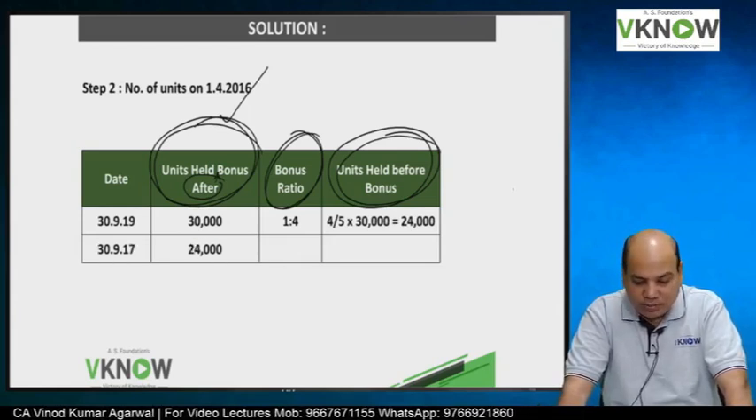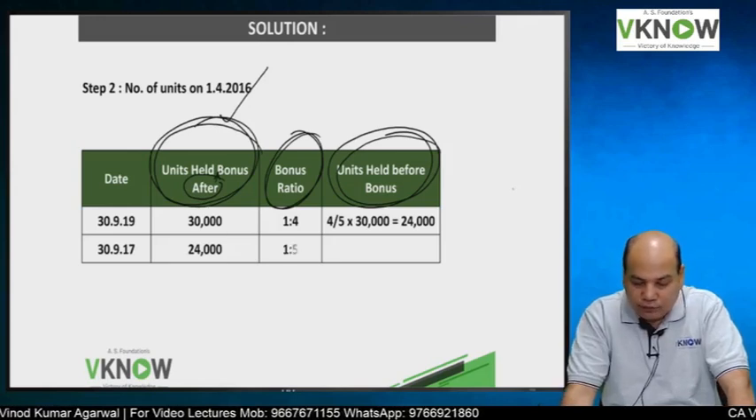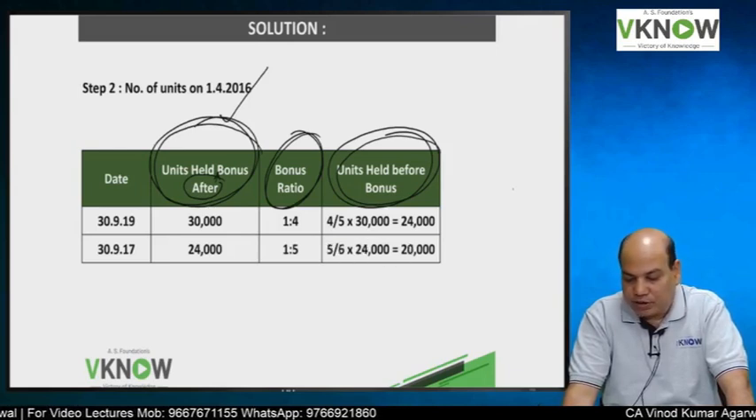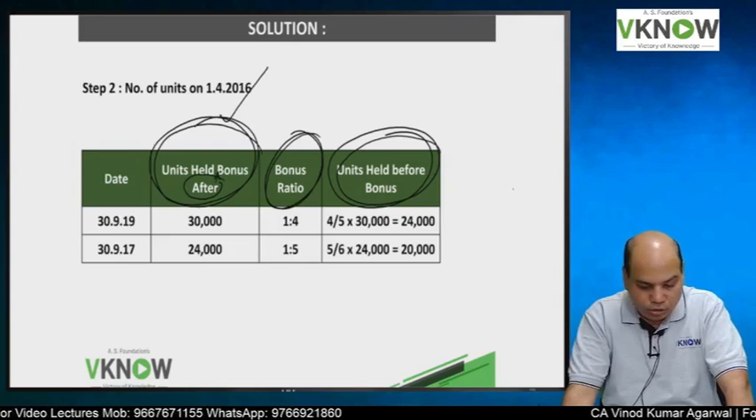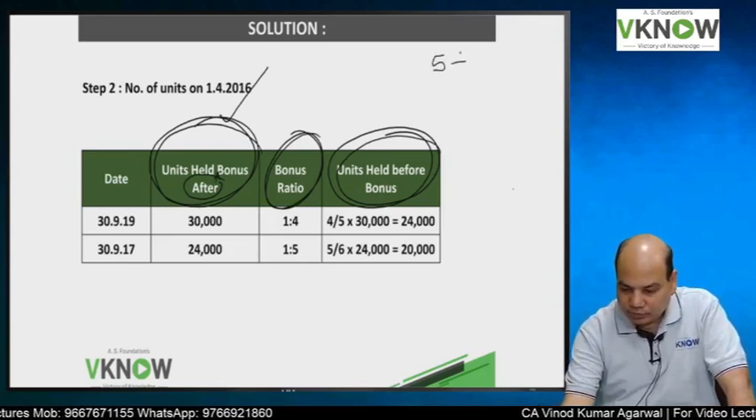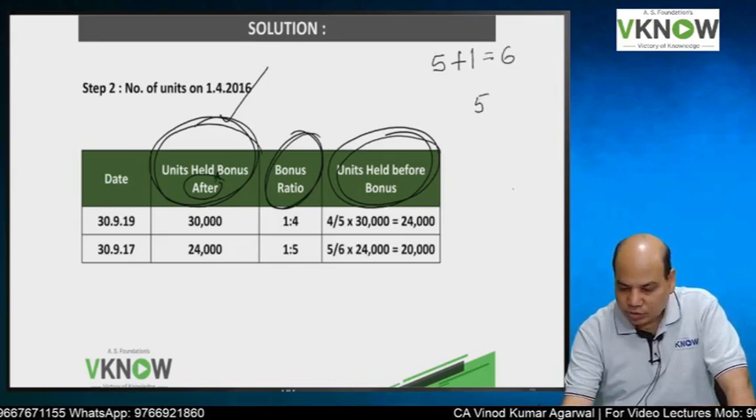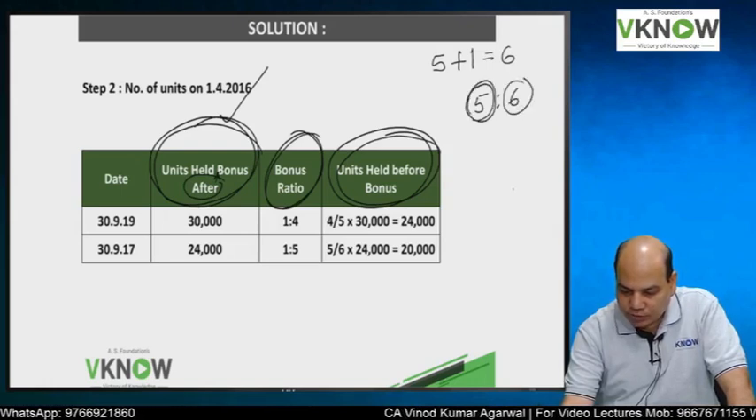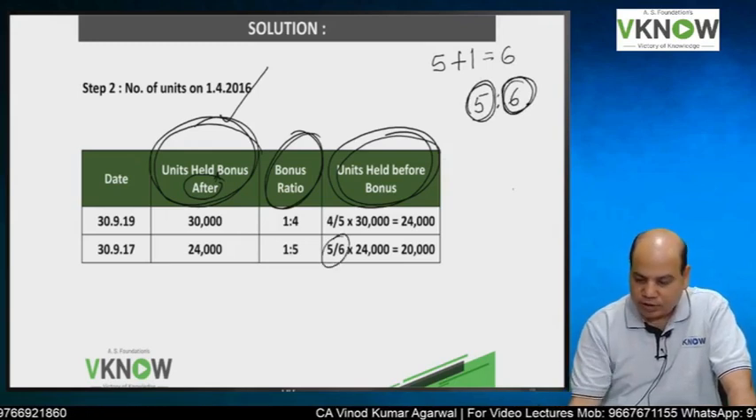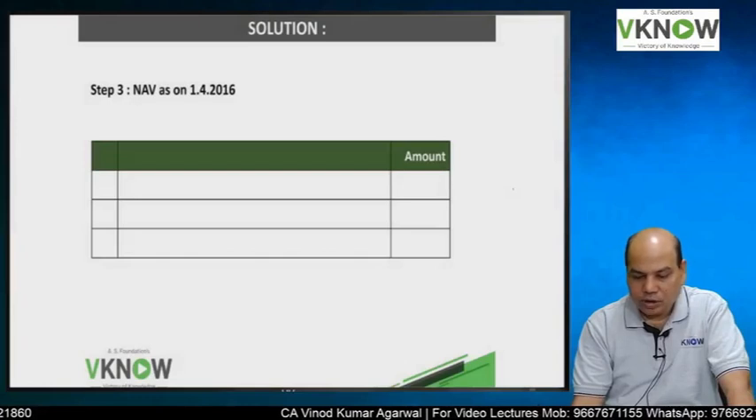Now write down 30th September 17. 24,000, bonus 1:5. So for 1:5, you will take 5/6 into 24,000. If there are 5 shares plus 1 bonus share, you have 6 shares. So the ratio is 5 units before versus 6 units after. So 5/6. That is the logic. 20,000.